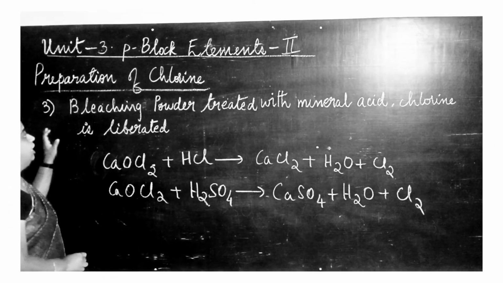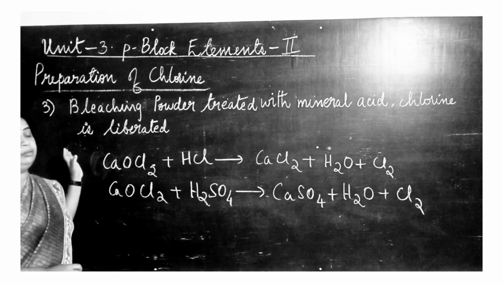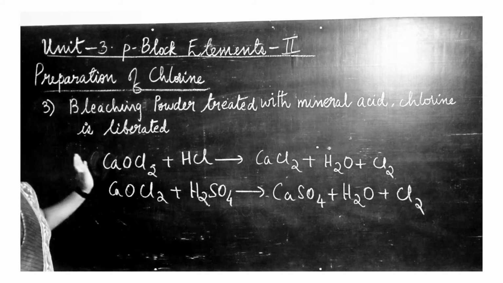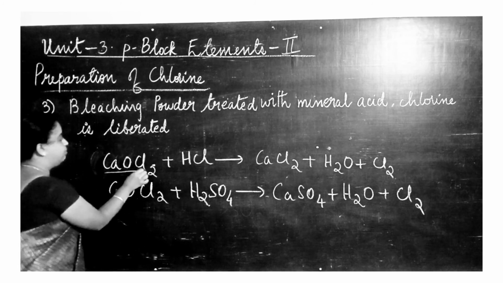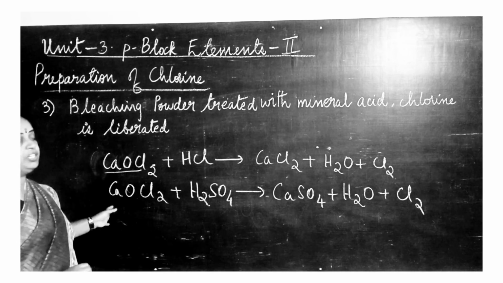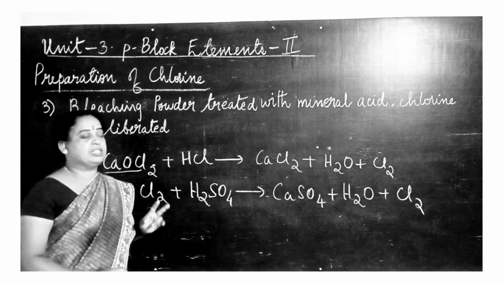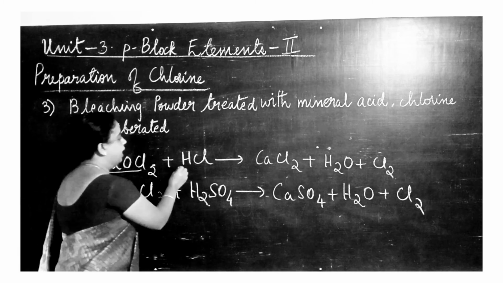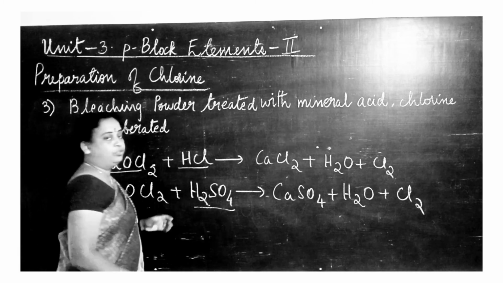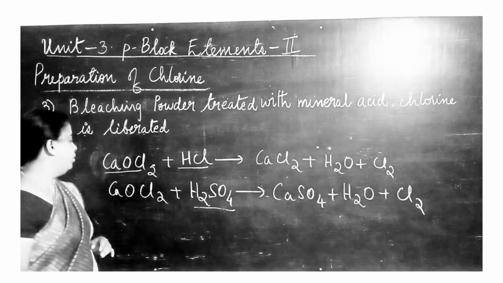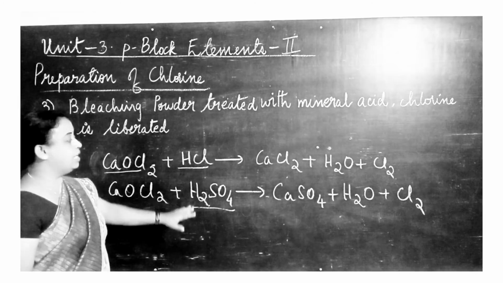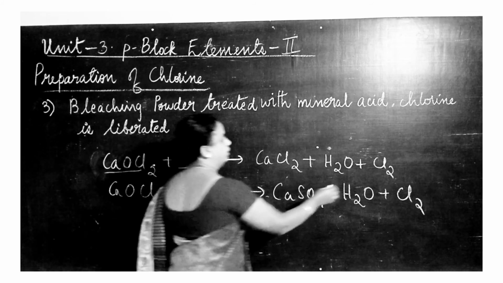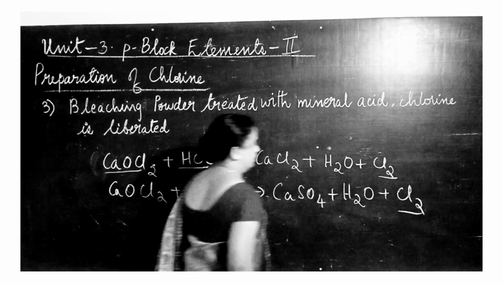Okay. Let us see the third preparation of chlorine by using bleaching powder and mineral acid. Bleaching powder, CaOCl2, this is bleaching powder. This bleaching powder is treated with mineral acid. The mineral acids here are HCl and H2SO4. So these two are the mineral acids. When bleaching powder is treated with mineral acids like HCl and H2SO4, you get chlorine gas.